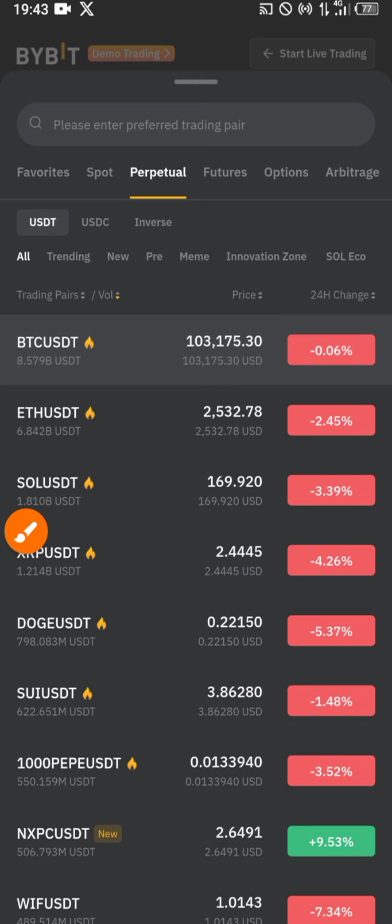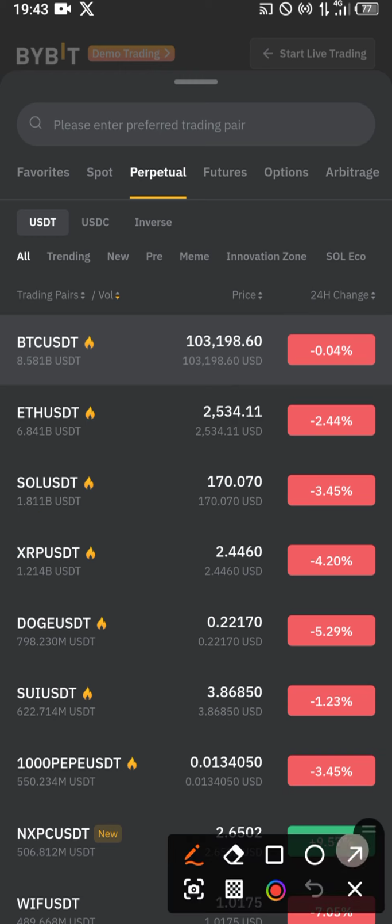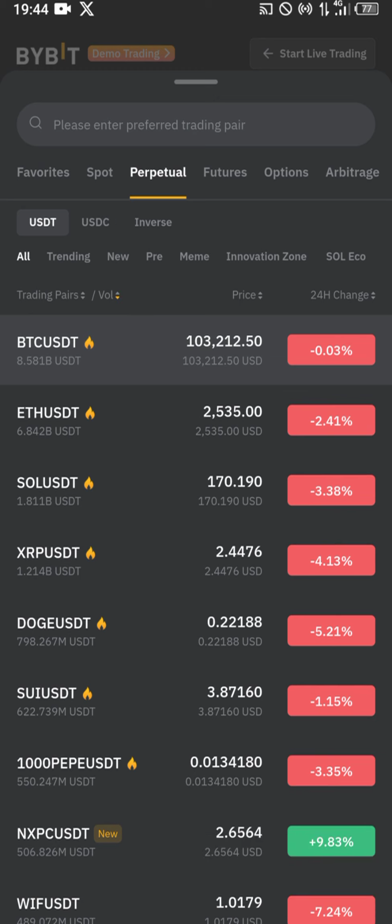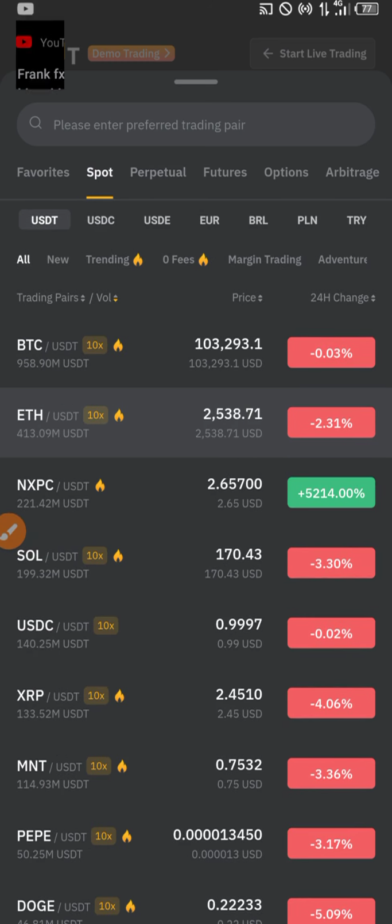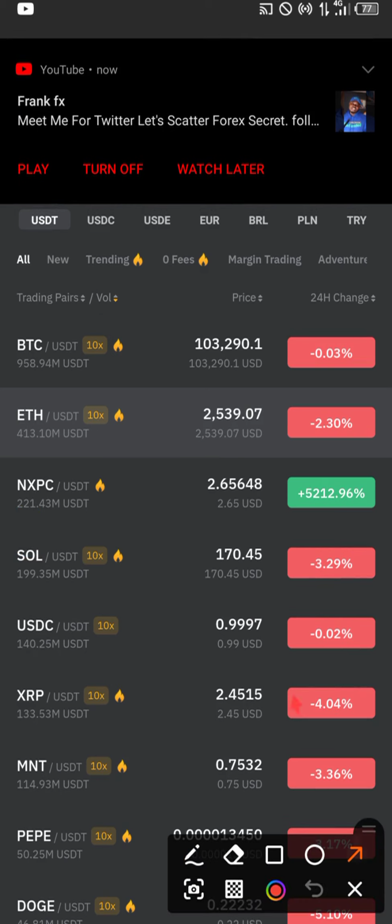Now, don't get yourself confused. In the first video I explained what spot is, the difference between spot and perpetual, right? So if you don't know the difference between spot and perpetual, kindly go and watch the first video I dropped so that you have a better understanding. So now the major difference between spot and perpetual, so that you won't get confused. When you check here, you can see we have BTC slash USDT, right?